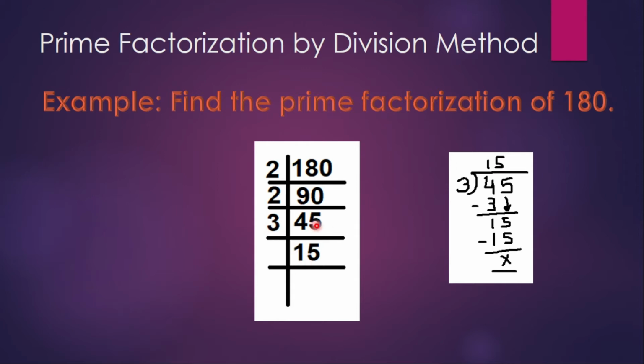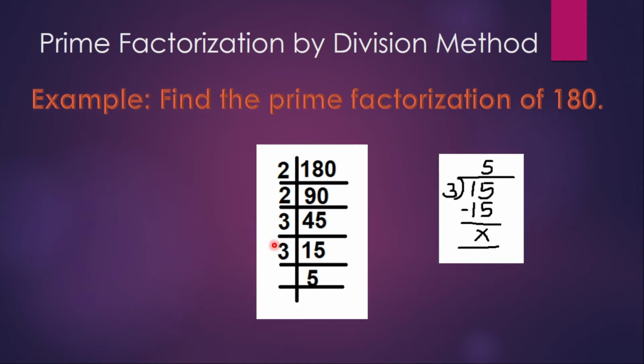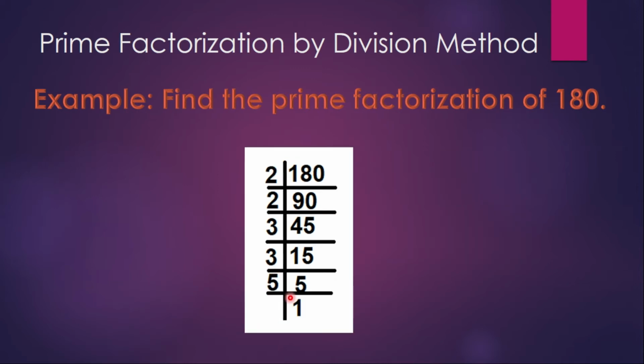Now again we have to divide with a prime number. That prime number will be, yes, 3, of course. Then 3 fives are 15. Now, as we all know, 5 is itself a prime number, so we can write 5 ones are 5. Now we have got the complete repeated division because we have got 1 as the remainder.